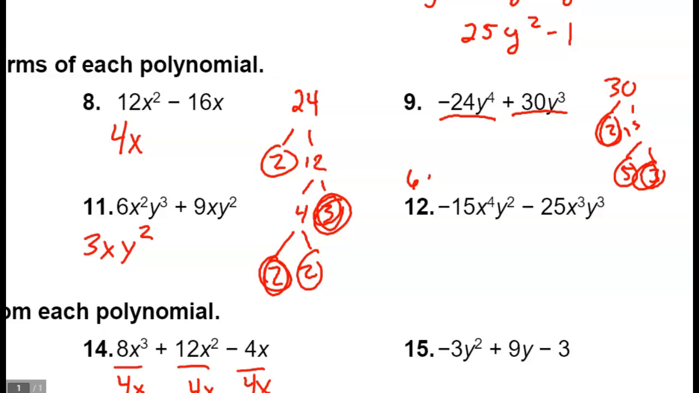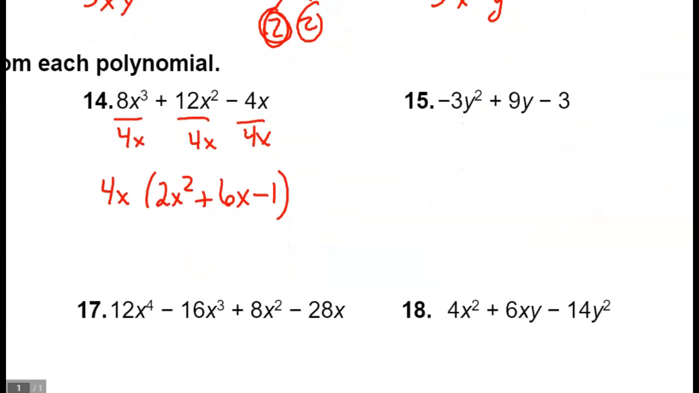I can also factor out how many y's. They share 3 y's in common. This one has 4, this one has 3. So down here, you could pull out the negative if you want, or you don't have to. Doesn't matter. They share a 5 in common. And then you get x cubed and a y squared.